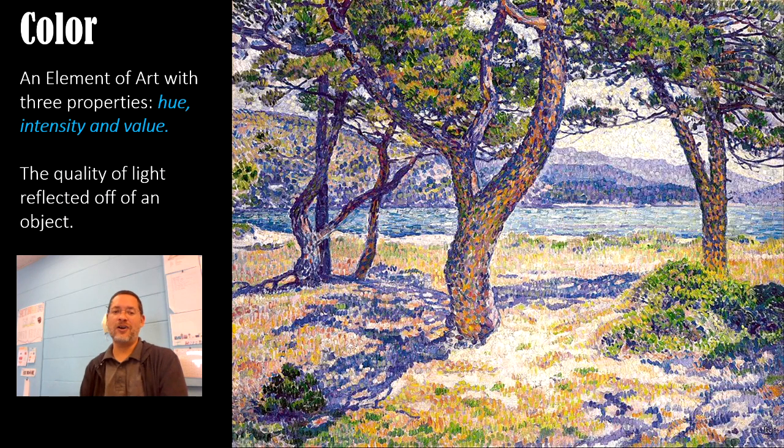So color is an element of art with three properties. They're hue, intensity, and value. We'll talk about those a little later. It is also the quality of light that's reflected off of an object.